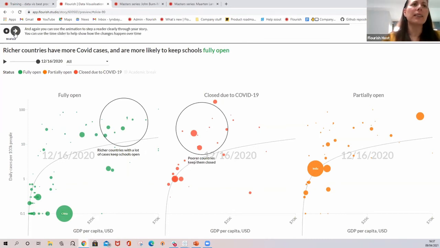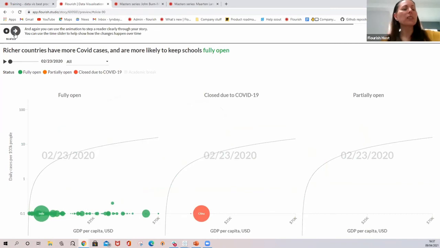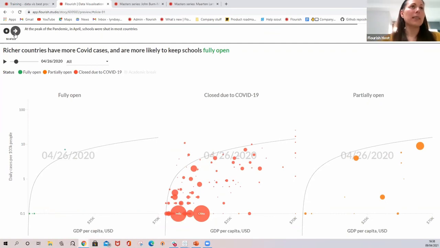So we can start to play this through time and pick out points where things changed. And this is where fully animated storytelling really helps you step people through something that's quite hard to grasp, and lots is happening. And you can step them through the different stages. So here we say, at the peak of the pandemic in April, schools were shut in most of the countries, and we can see schools being shut in April.